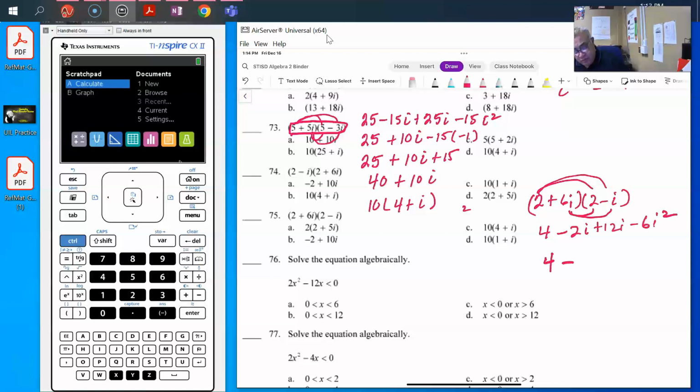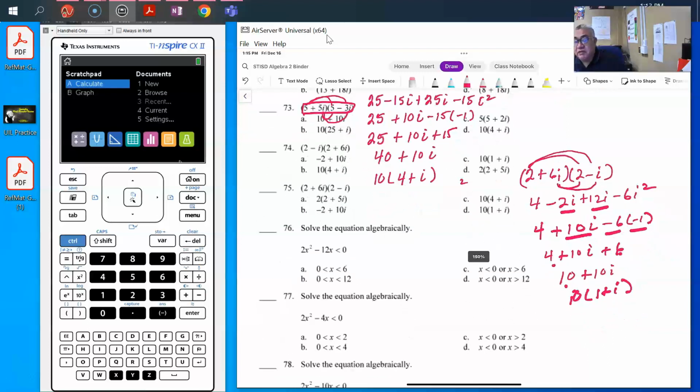So it's 4 plus 10i minus 6 times negative 1. So that's 4 plus 10i plus 6. So it's going to be 10 plus 10i. So you have 4, and then negative 2i plus 12i gives you 10i. And then negative 6 times negative 1 gives you 6. 4 plus 6 gives you 10. So you have 10 plus 10i. And I think the answer is a factor of 10. So it's 1 plus i.